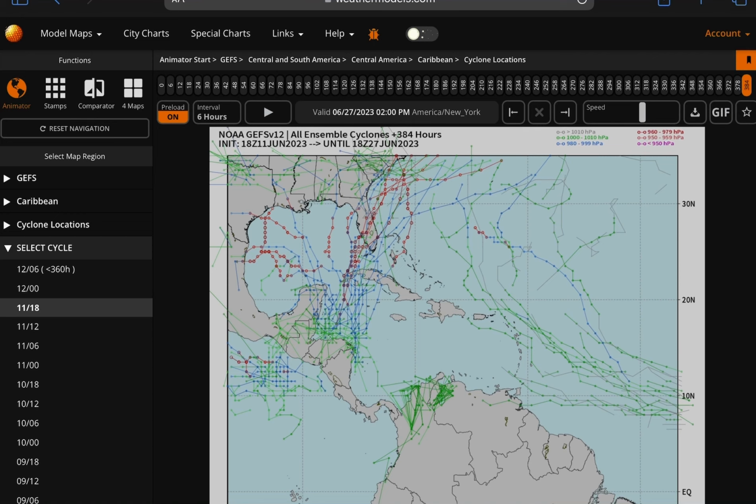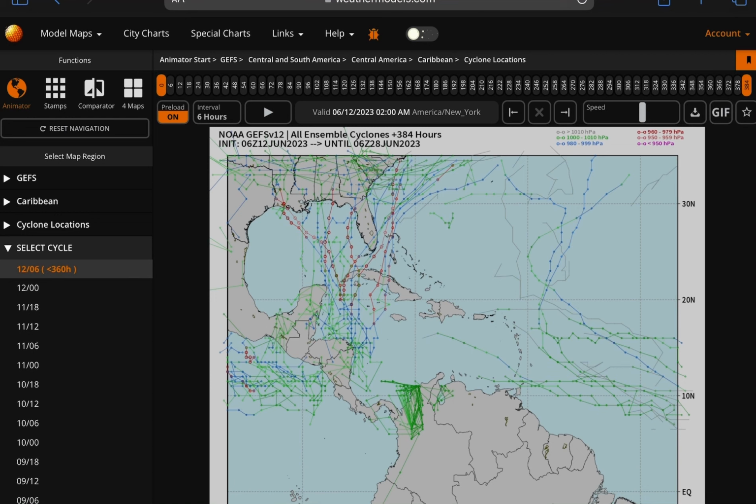Just saying the Eastern Gulf, though, is at a growing threat, and obviously 18Z shows that very well, with multiple ensembles showing a hurricane for the Florida Peninsula. And basically I'm representing the hurricane by the 960 to 979. You see a lot of red there. So a lot of 960 to 979 millibar systems, a stronger system, are going into the Florida Peninsula. So we're going to have to watch out for that.